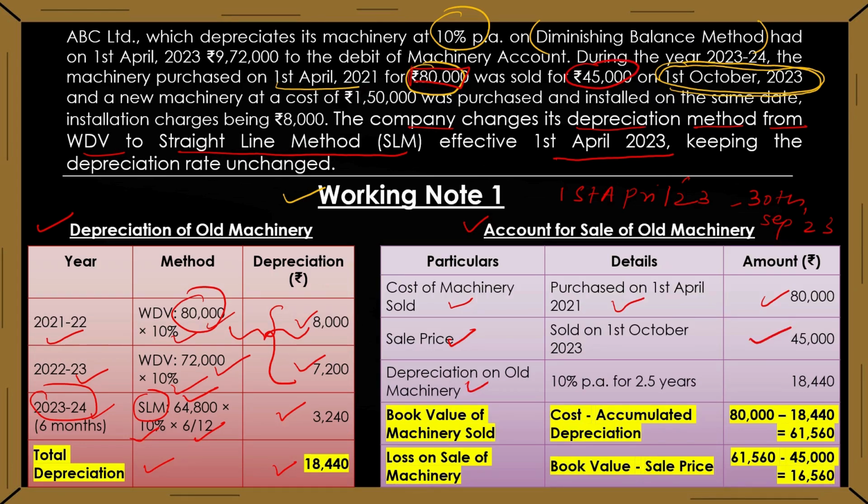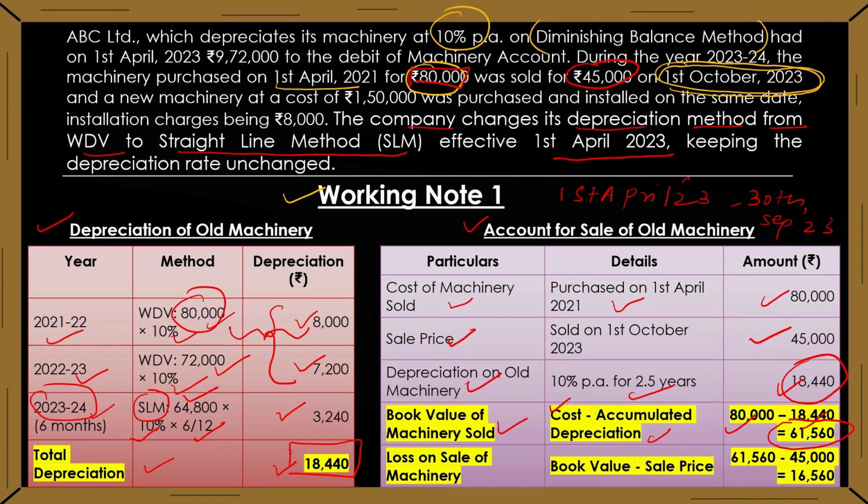Next, depreciation on old machinery. That is 10% per annum for 2.5 years, which comes to 18,440. From this table we are taking 18,440. Next, we have to find out the book value of machinery sold. Book value of machinery is cost less accumulated depreciation. Cost is 80,000. Accumulated depreciation is 18,440. So this becomes our book value, 61,560.